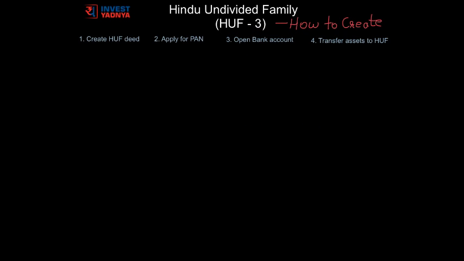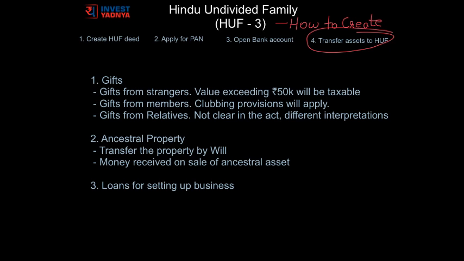Now comes the final and the tricky step, that is funding of HUF. When creating capital or infusing capital into the HUF, following are the various ways. First and most common method of funding the HUF is through gifts. Gifts received from strangers, that is, who are not members of HUF and are not relatives, are exempt up to Rs 50,000 in a fiscal year. Any gift value exceeding Rs 50,000 will be taxable.